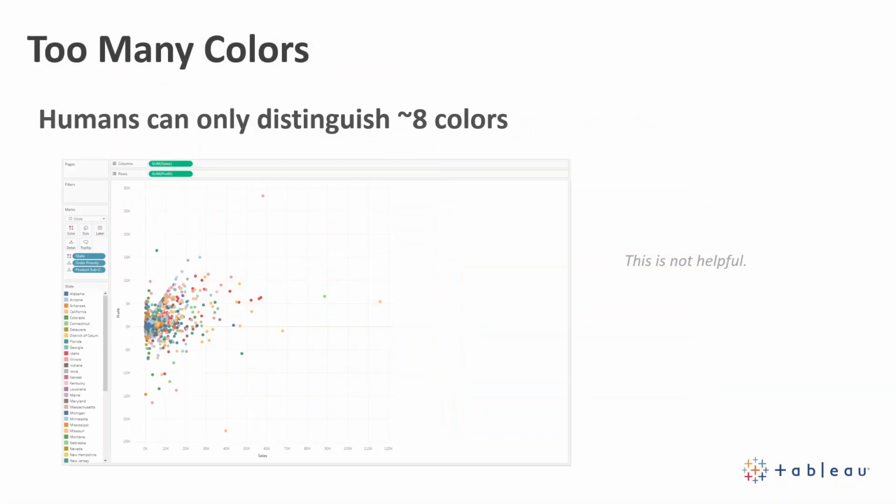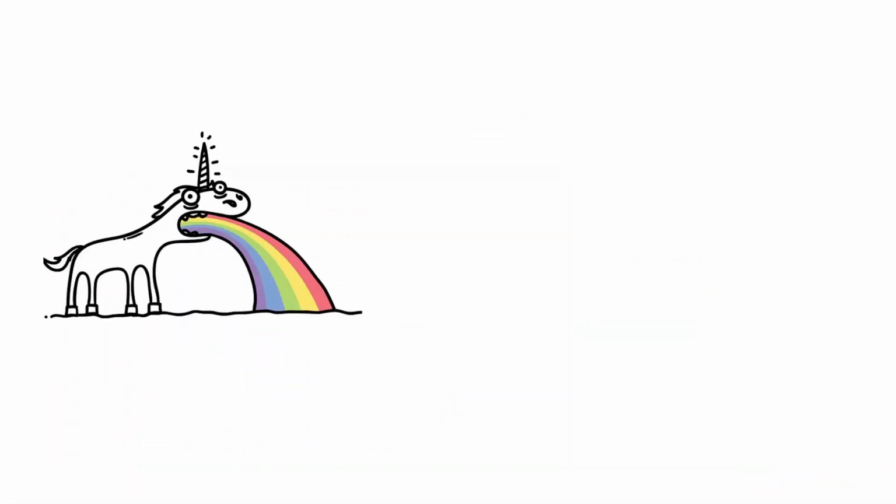Using too many colors in your view can confuse our visual systems. As you can see here in this scatter plot, having one color per state is really confusing and we can't distinguish anything, because our brain can distinguish about 8 colors or shades of a hue of a color.